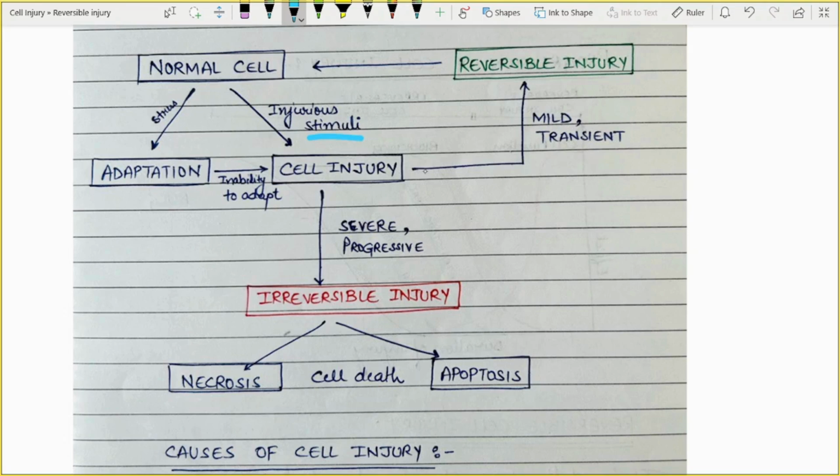When this cell injury is mild or transient, that will lead to reversible injury. And when reversible injury occurs and we remove the injury point, then it will lead to the reversal of the cell to the normal state. If this cell injury is severe and progressive, that will lead to irreversible injury, and this irreversible injury will lead to cell death, that is, necrosis and apoptosis can occur in the cell.